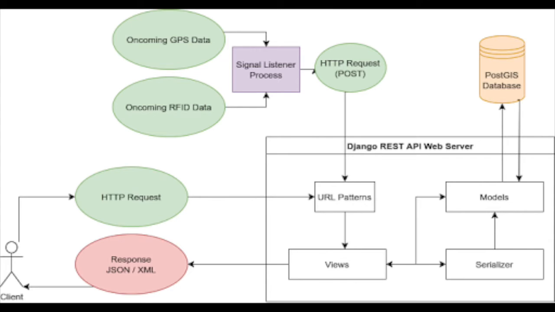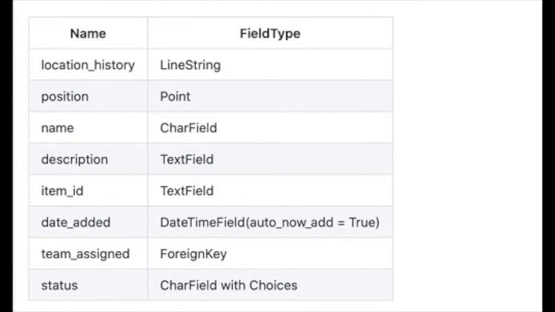So now I'm going to hand it over to Nathan, who will go more in depth with the Django REST API web server that we implemented for this project. The web server is made up of various components which are all written in Python. This implementation looks similar to Django, except it works as a REST API rather than serving HTML pages made from templates.